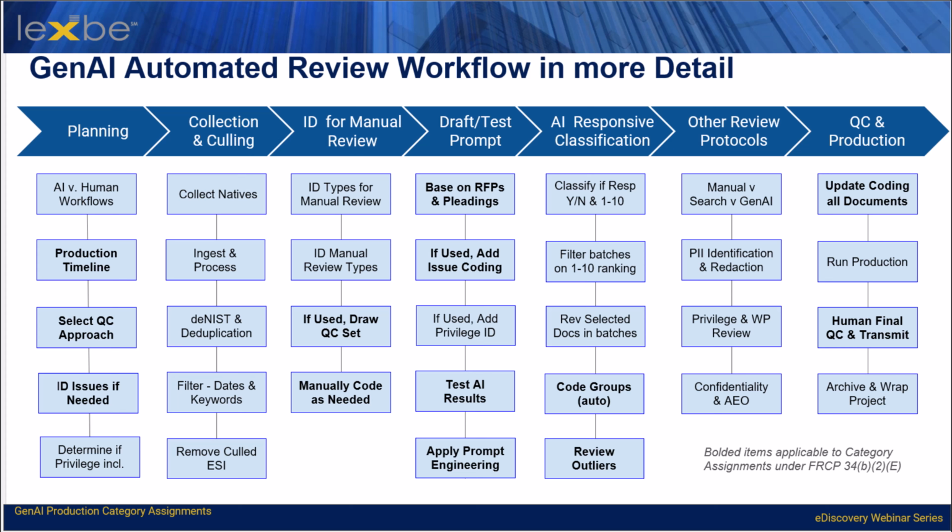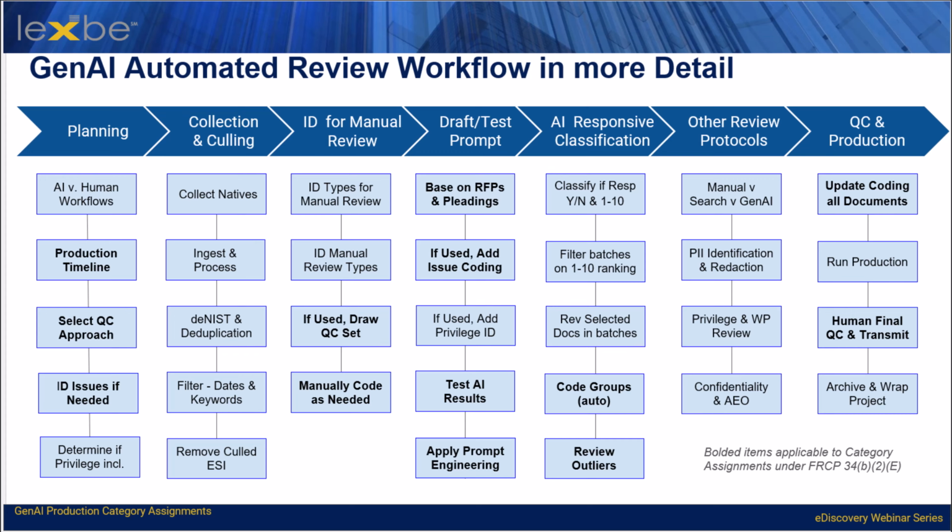Once validated, the workflow proceeds to AI responsiveness classification. The GenAI model is run across the document corpus to classify documents as responsive or non-responsive. In addition to binary responsive determinations, the model may assign an ordinal responsiveness score, such as 1 to 10, allowing the documents to be filtered into batches for prioritized review, targeted QC, or escalation to human reviewers. Where category assignments are required, the model can also assign a primary category to responsive documents based on prompt specifics.